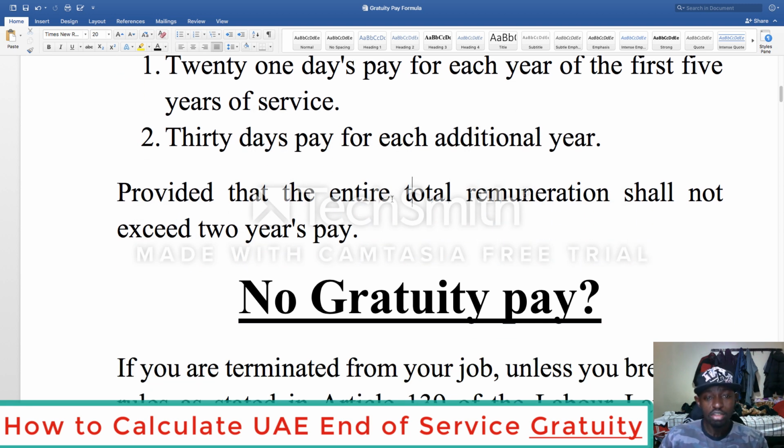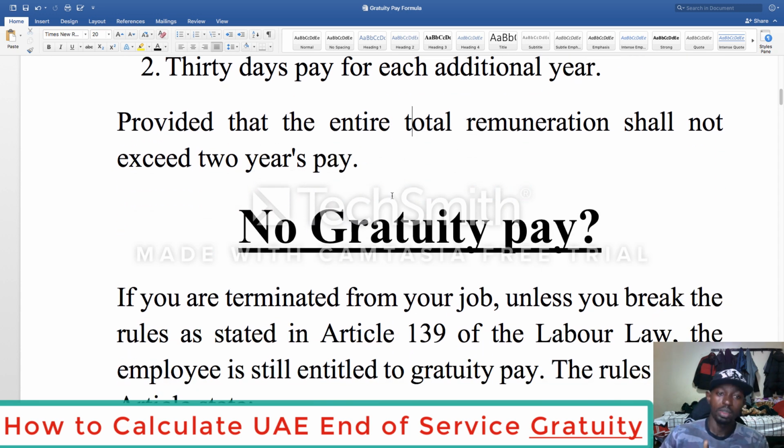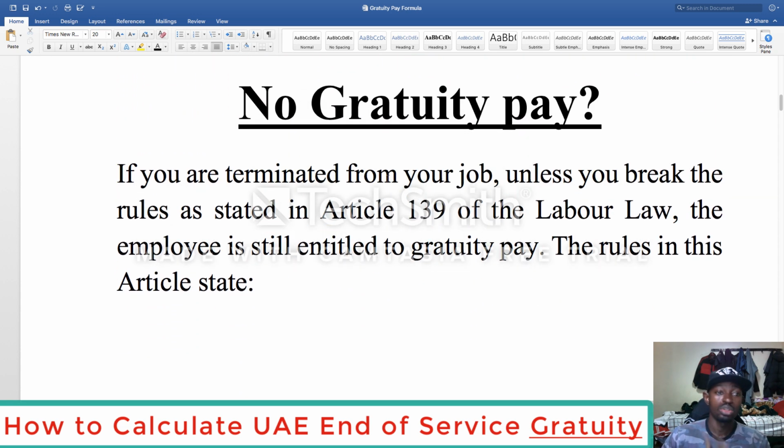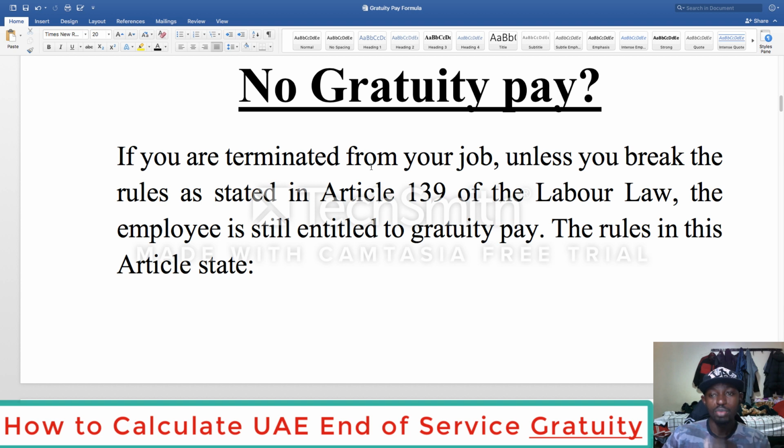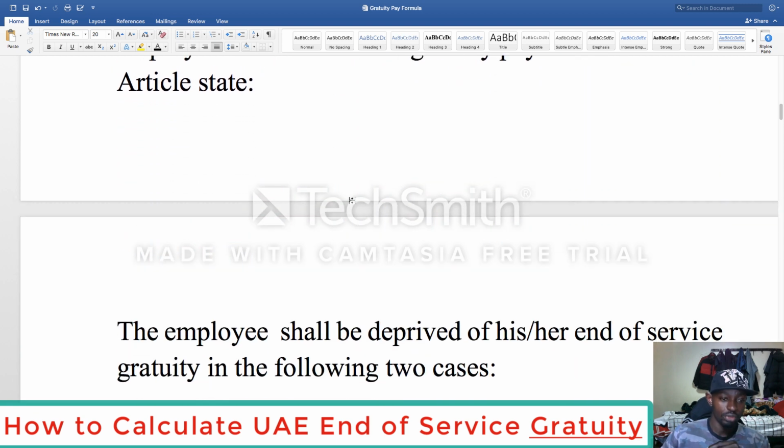Now, let's look at instances where you don't have gratuity pay, instances where you won't be paid gratuity at all. If you are terminated from your job, unless you break the rules as stated in Article 139 of the labor law, the employee is still entitled to gratuity pay. The rules in this article state as follows.